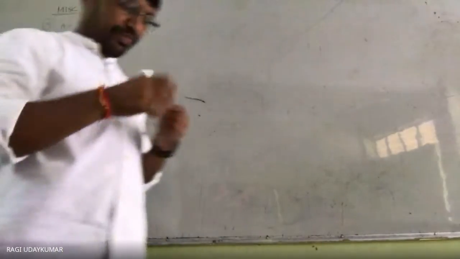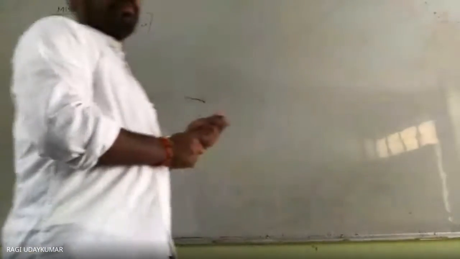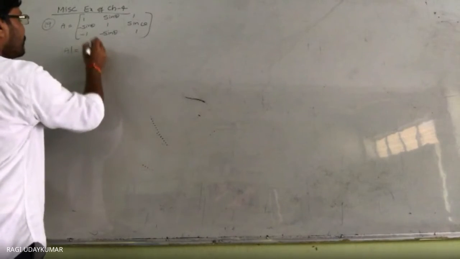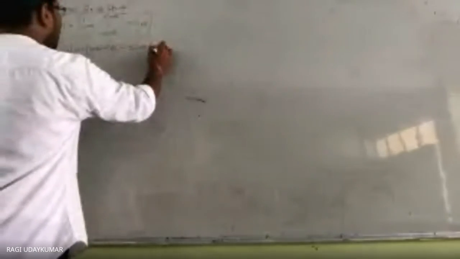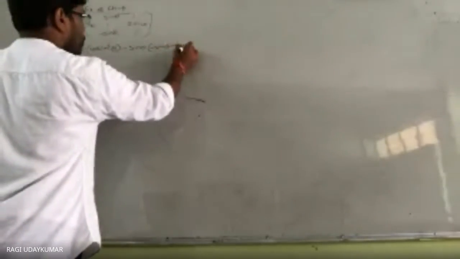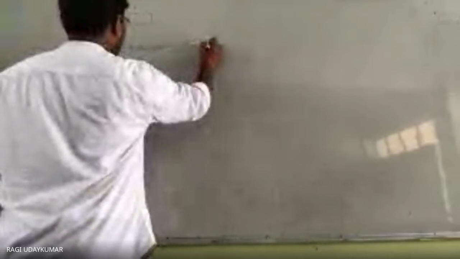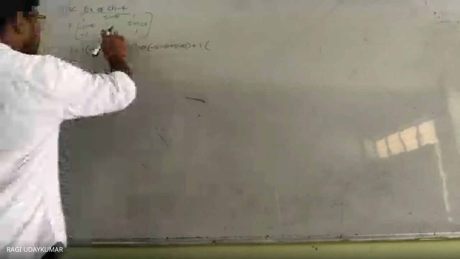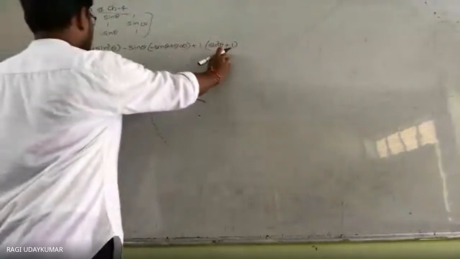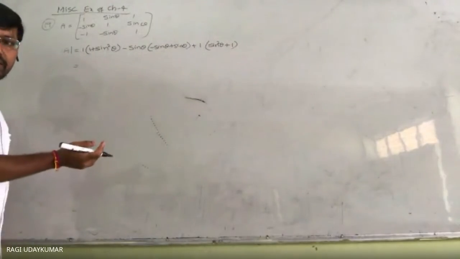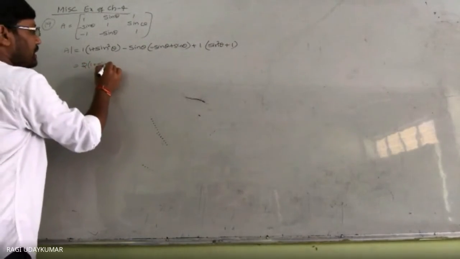Determinant of A is equal to, simplifying along any row, 1 into 1 plus sine square theta, minus sine theta into this row and this column, minus sine theta plus sine theta, which will be 0. Next plus 1 into sine square theta plus 1, the other term is 0. So we get 2 times 1 plus sine square theta, so 2 into 1 plus sine square theta.